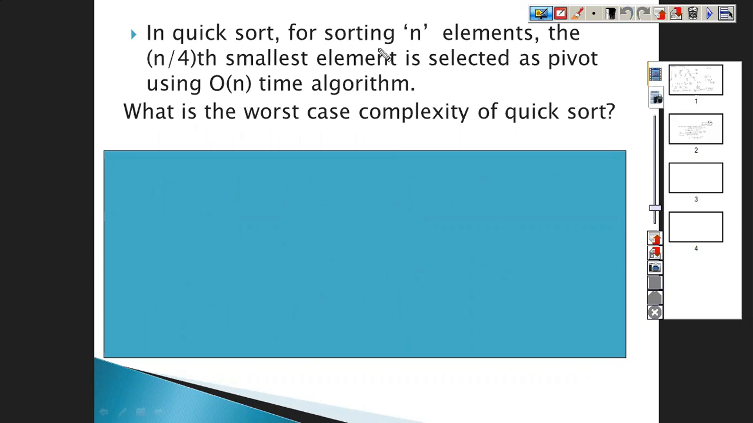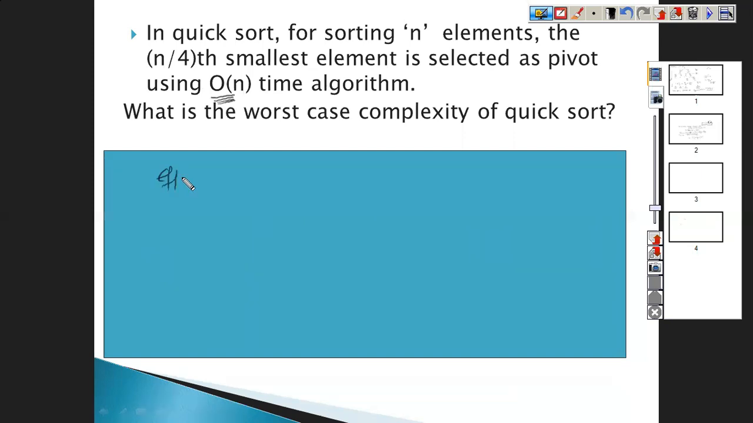In quick sort, for sorting n elements, the n by 4th smallest element is selected as pivot. Again, we are saying that instead of taking the last element as pivot, we are taking the n by 4th smallest element. In the previous case, we chose the median element as pivot. But in the given sequence, you are not aware which is the n by 4th smallest. So you need to put some effort to find out which is the n by 4th smallest element.